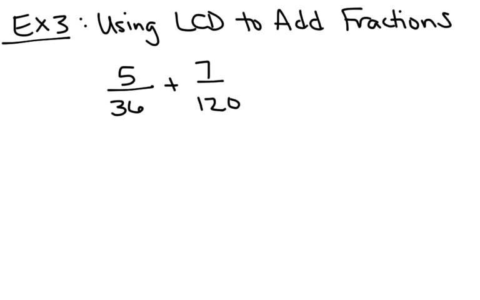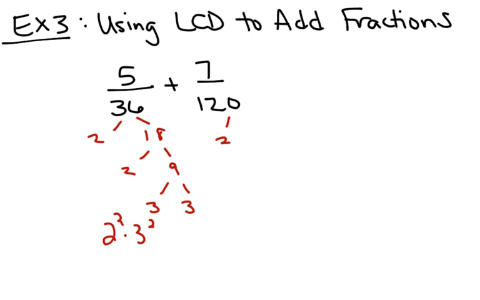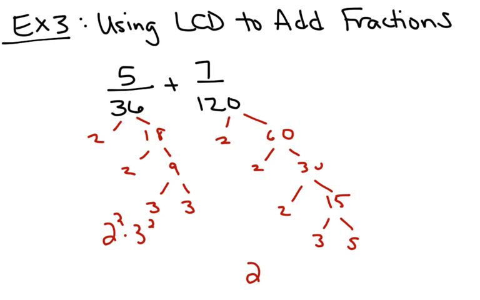So the way we find the least common denominator, we start with each denominator and we break it down using a factor tree. I like to break things down by dividing by 2, but you could start with 6 and 6. I'm going to start with 2 and 18. 18 breaks down into 2 and 9, and 9 breaks down into 3 and 3. So 2 squared times 3 squared is the prime factorization of 36. For 120, I'm going to do 2 times 60, which is 2 times 30, which is 2 times 15, which is 3 times 5. So 120 breaks down into 2 cubed times 3 times 5.